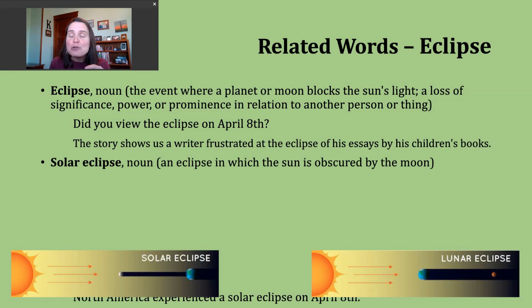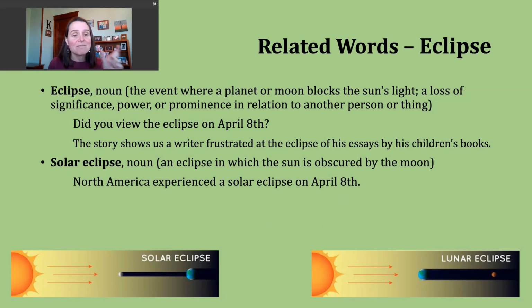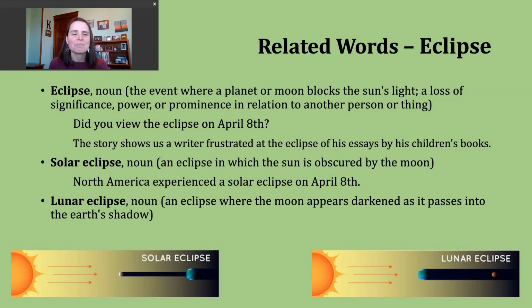Now we're going to talk about two more related nouns or phrases here. So we're going to keep talking a little bit about planets or moons blocking the sun's light. So many times when you hear the word eclipse, you hear it with another word. You might hear a solar eclipse or a lunar eclipse. Solar means related to the sun. So a solar eclipse is an eclipse in which the sun is obscured by the moon.